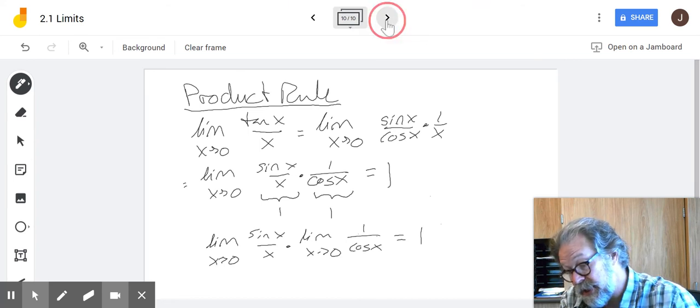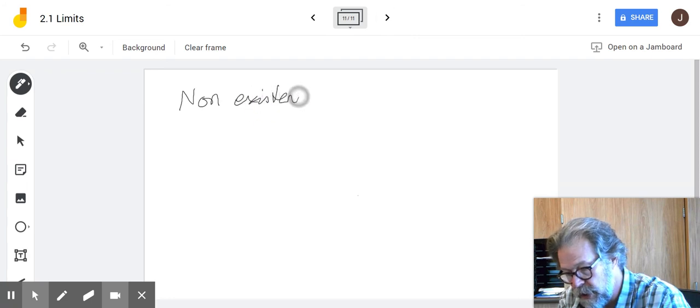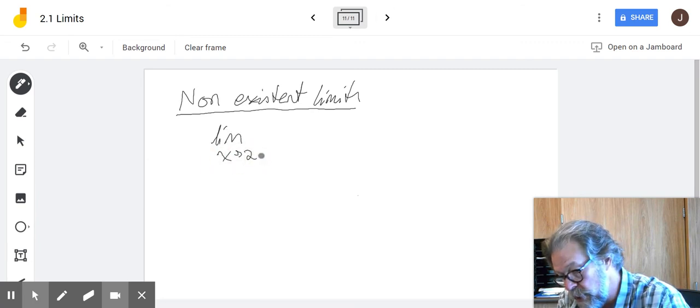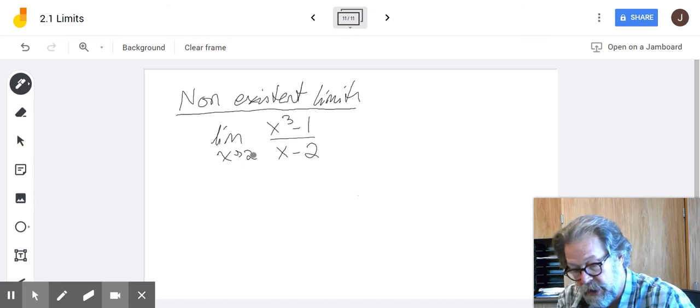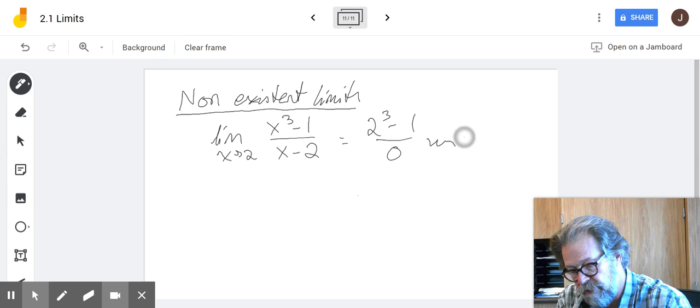Okay, let's take a quick look at non-existent limits. I need to come up with a timer so that I know when I'm approaching 5 minutes instead of being surprised. The limit as x goes to 2 of x cubed minus 1 over x minus 2. Well, we can't use substitution because the denominator would go to 0. So if I use substitution, I get 2 cubed minus 1 over 0, which is undefined.